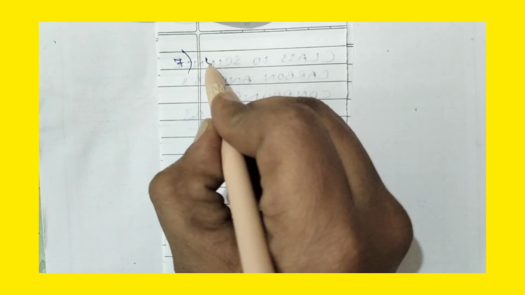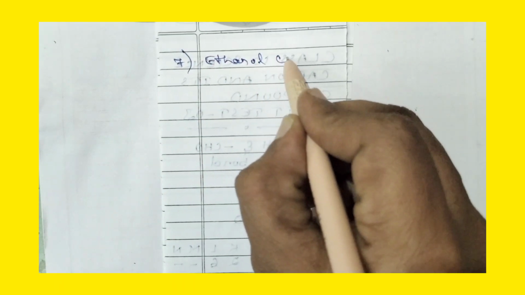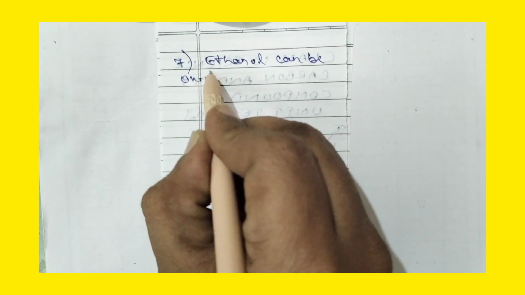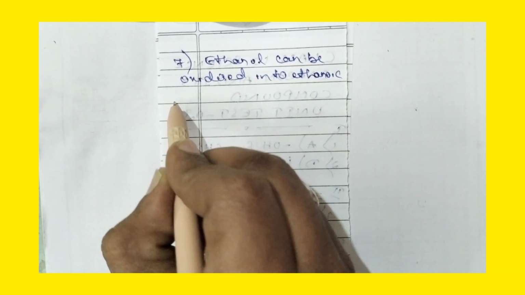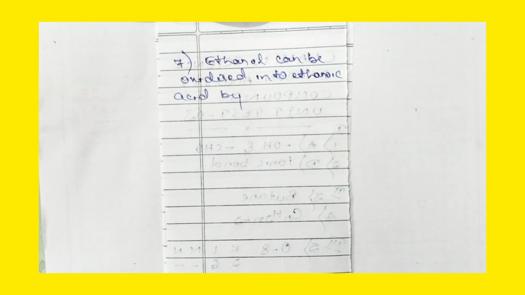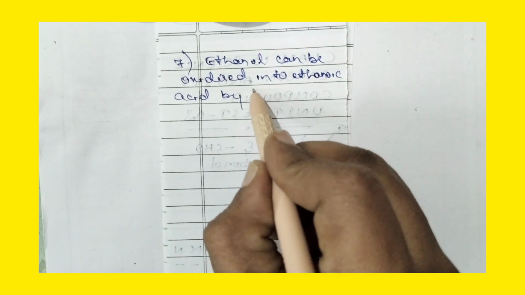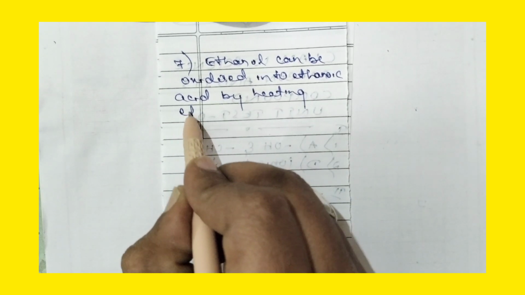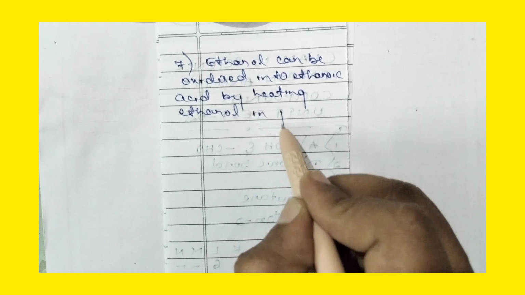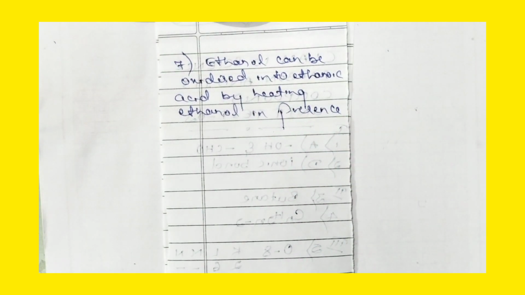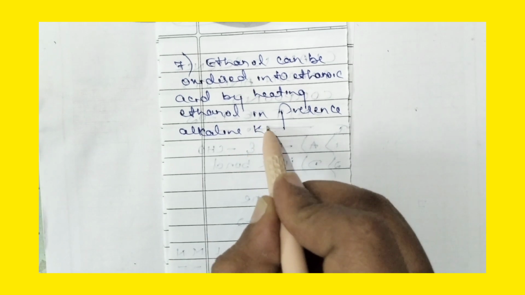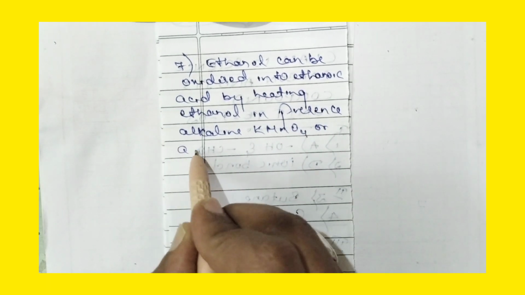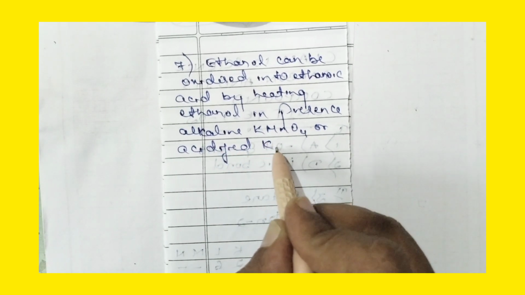Ethanol can be oxidized into ethanoic acid by using an oxidizing agent, by heating ethanol in the presence of alkaline potassium permanganate or acidified potassium dichromate.